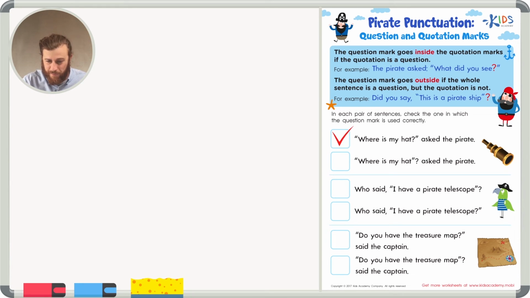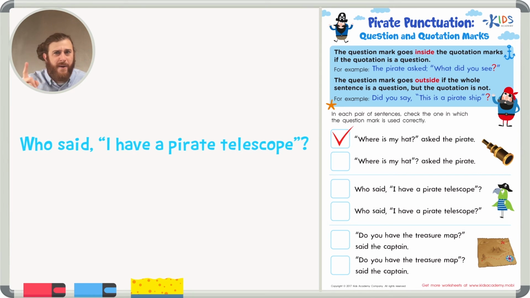Let's look at the second question. Who said, "I have a pirate telescope"? The question mark is outside of the quotation marks. Let's look a little bit closer at this sentence and see if the question mark is in the right place. "I have a pirate telescope." Is that a question? No, that's a statement. I have a pirate telescope, and the question mark is outside of the quotation marks. "Who said" is the start of a question, making this whole sentence a question. This means the question mark is in the correct place outside of the quotation marks.